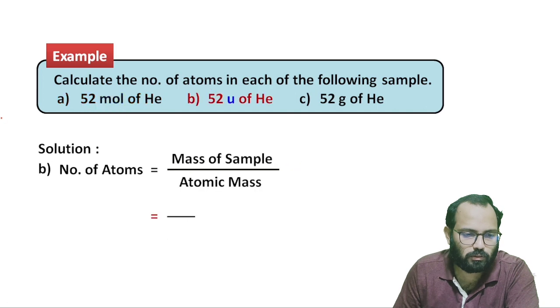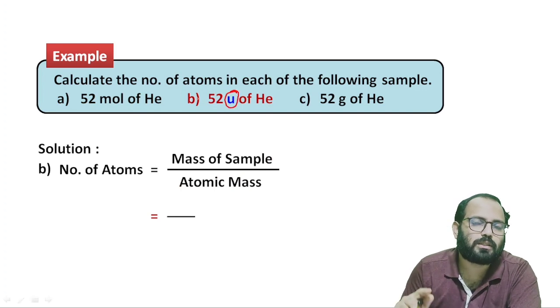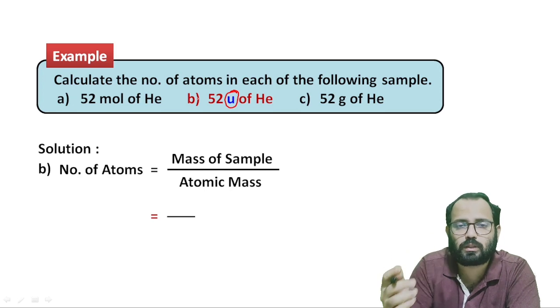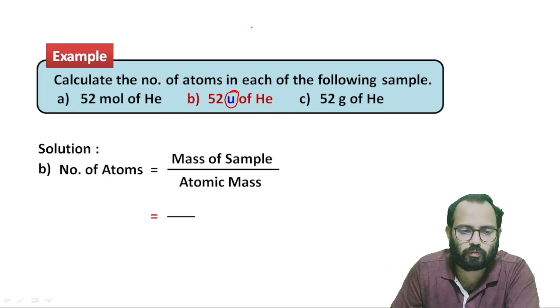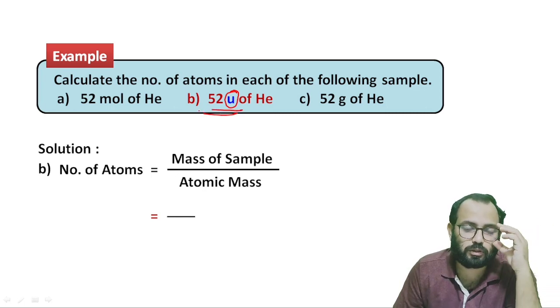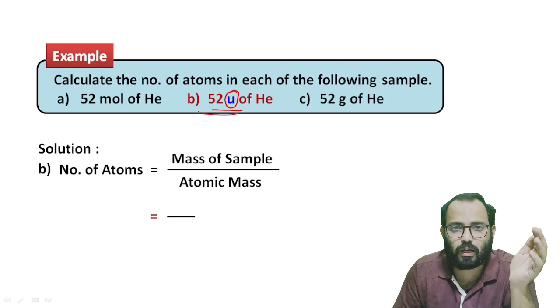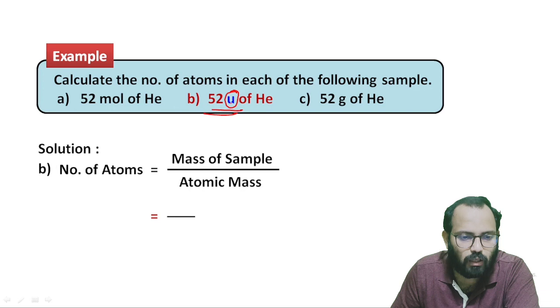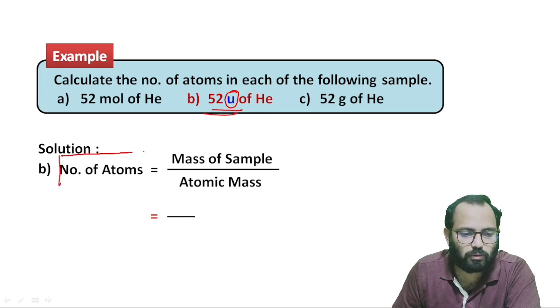That's fine. So second option, 52 U of helium. U means it's the mass of atoms they are representing, not mass of moles. It is just one unified mass. If they have given it like this, 52 U, you don't have to go with the equation of number of atoms n into Na into atomicity. If they have given the value in U, you have to use this equation.